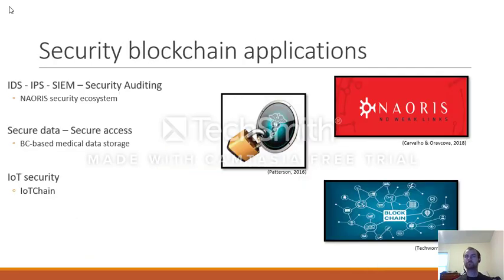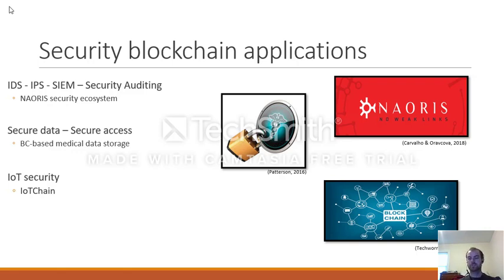So for security blockchain applications, the three I will be talking about today are intrusion detection, intrusion prevention, and SIEM security auditing style systems. One, for example, is the Norris security ecosystem. We're also going to talk about secure data and secure access management through a blockchain-based medical storage system and a blockchain-based IoT security system.